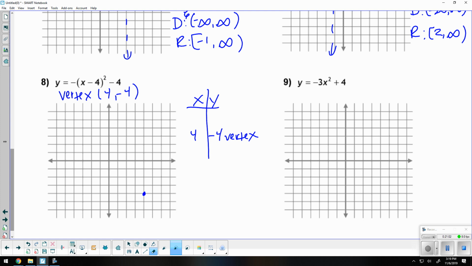Okay, but we got our vertex, so going over 1, 2, 3, 4, down 1, 2, 3, 4. Okay, that negative out front, though, is going to make this downward facing. So that vertex that I just graphed right there, that's going to be the highest point on our graph. Everything else is just going to fall underneath it.